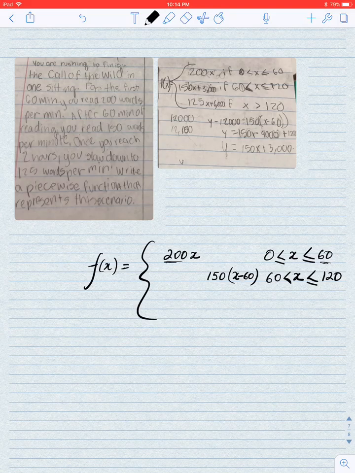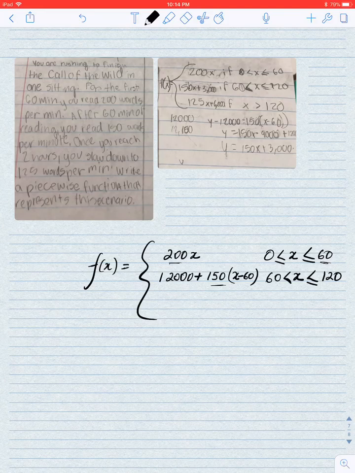But the total number of words that you've read at this point would be the words that you read at 200 words per minute plus 150 words per minute for the period greater than 60 minutes. So for the first 60 minutes, it's 60 times 200 words, so that's 12,000 words. So it's 12,000 plus 150 times x minus 60.